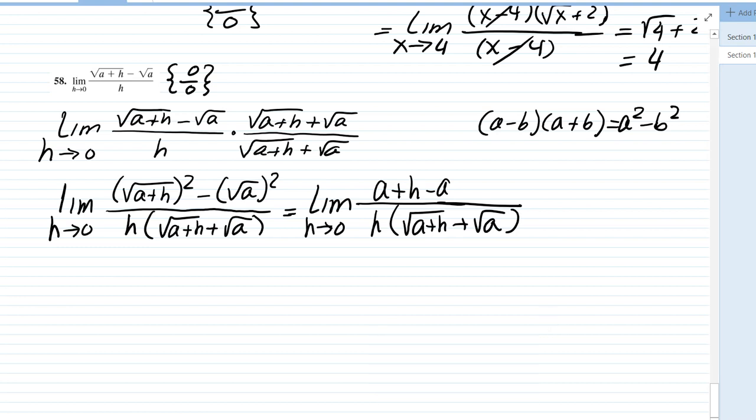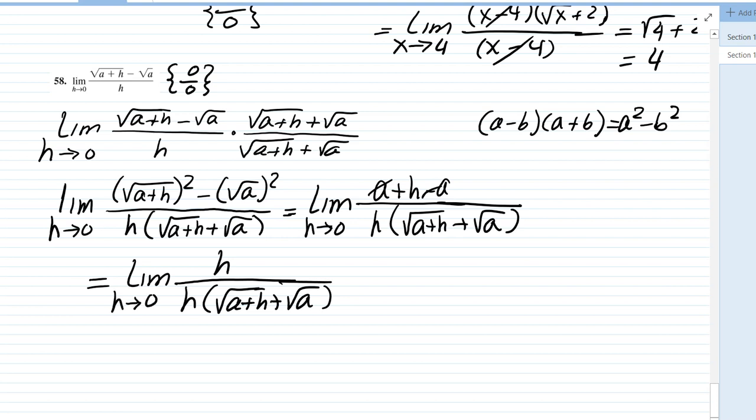Okay, and now the a and minus a add to 0. And once they do, we can actually cross out the h's, right? Because this is going to be the limit of h divided by h times the square root of a plus h plus root a, as h approaches 0. The h's cross out, giving a numerator of 1, and this is going to be the limit of 1 over that. And now at this point, that h over h was the culprit, that was the 0 over 0 part, and that's vanished now. Direct substitute 0 for h, this is going to be 1 over root a plus root a, so the answer is going to be 1 over 2 root a.